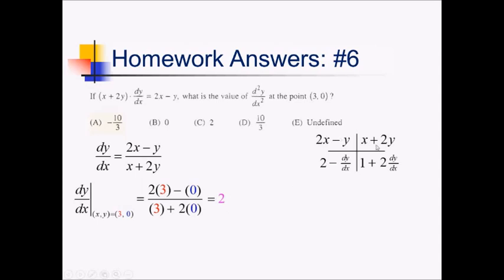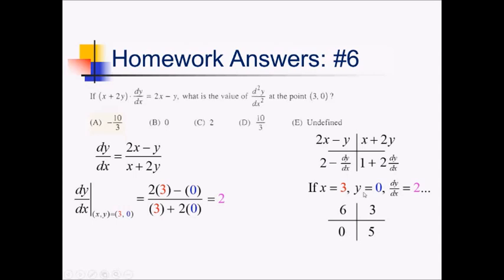So now I've got a few things to plug in to the stuff in my box here. I've got an x value of 3, a y value of 0, and a dy over dx of 2. Plugging all of that in, this is going to be, let's see, 2 times 3 minus 0, which is 6. Up here we've got 3 plus 2 times 0, which is just 3. Down here, this is going to be 2 minus the derivative value of 2. So 2 minus 2 is 0. And here I've got 1 plus 2 times 2, which comes out to 5.